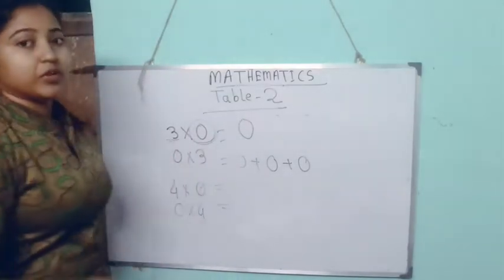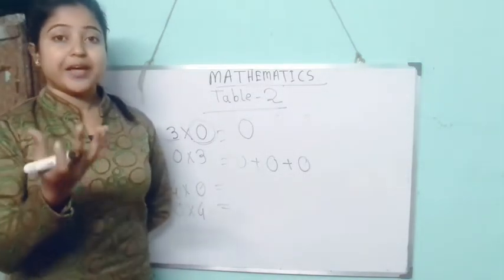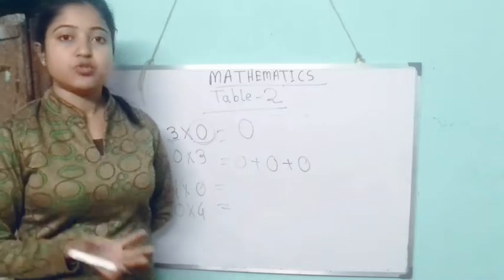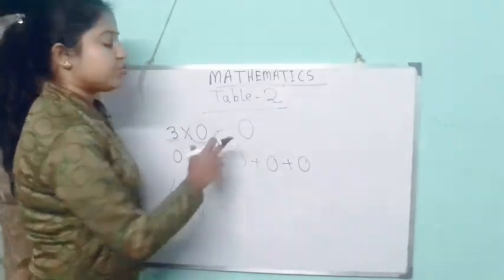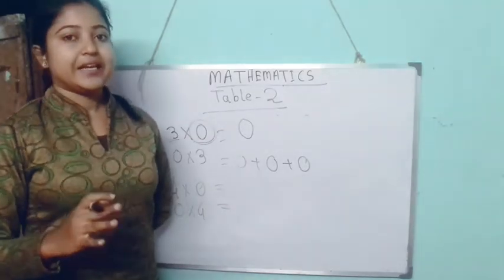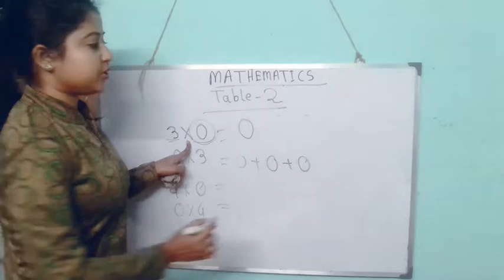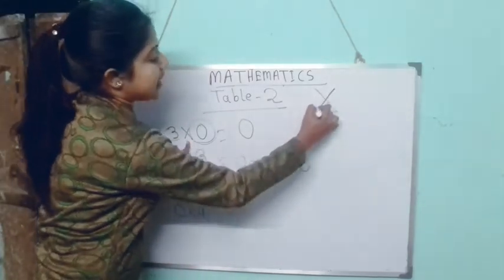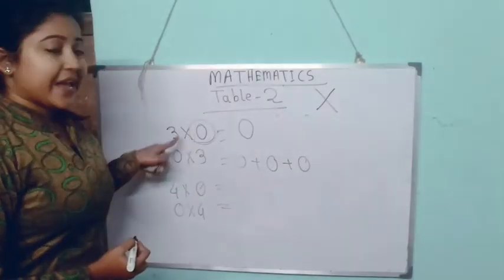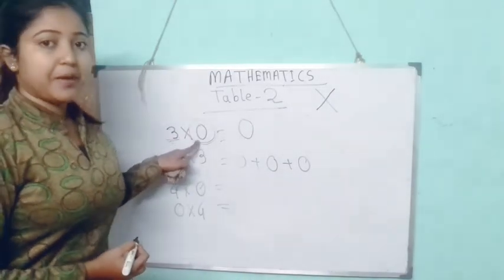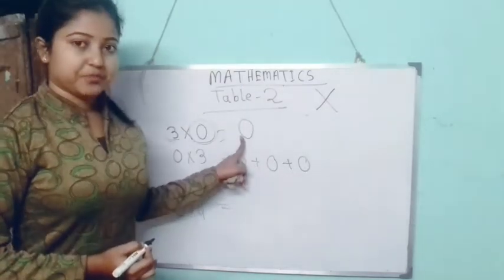3 times 0 equal to 0. Why? Because we are not adding 3. We are adding 0 times. That means no times. That means not even 1. We are adding 0. So, whenever any number is multiplied, this is the multiplication sign I told you in our previous class. If any number is multiplied with 0, the product will be 0, right?